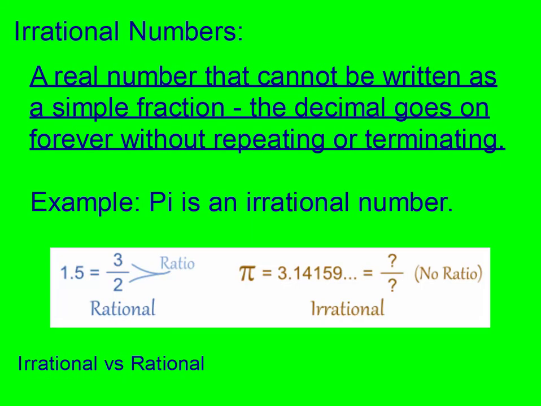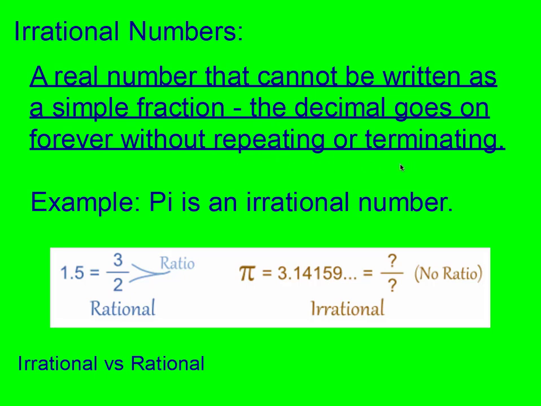Then we go to the set of irrational numbers. Irrational numbers are a real number, we'll define real in just a second, a real number that cannot be written as a simple fraction. The decimal will go on forever without repeating or terminating. So irrational numbers are numbers that can't be written as a fraction. When you divide them out or you do the math on them, they will give you a decimal, but it will not repeat and it will not terminate.